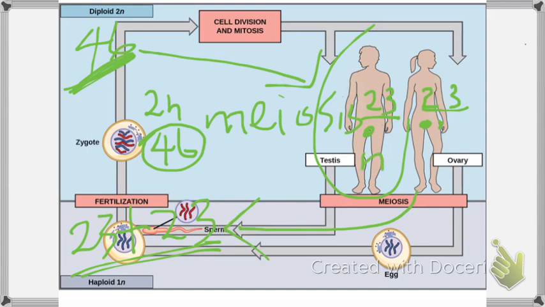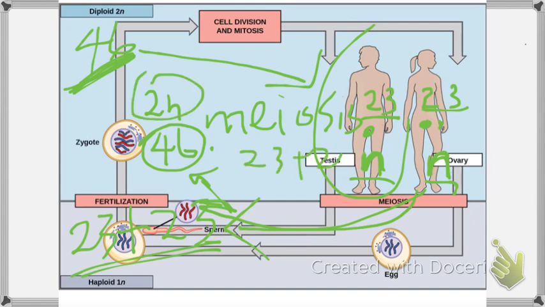We have N in one sperm, 23, and N in one egg, 23. So the N is just 23. When we have two sets of the N, when we have two sets of 23 coming together later on, we would have 46, right? So N plus N give you 2N. 23 plus 23 gives you 46. Right? So the diploid is a cell with 46 chromosomes, while the haploid is a cell with 23 chromosomes.